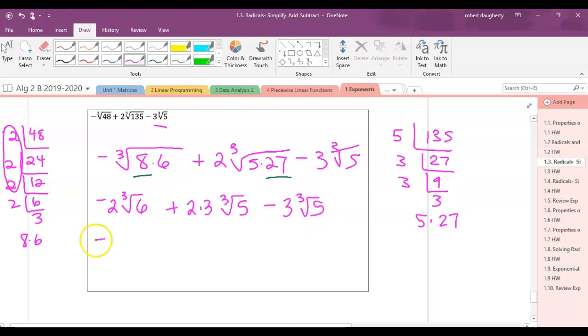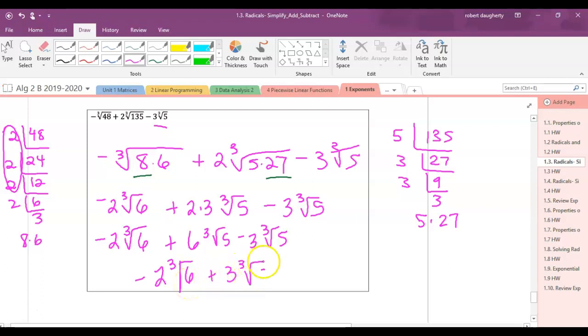So this is negative 2 cube root of 6 plus 6 cube root of 5 minus 3 cube root of 5. 6 minus 3 is 3, so this is negative 2 cube root of 6 plus 3 cube root of 5.